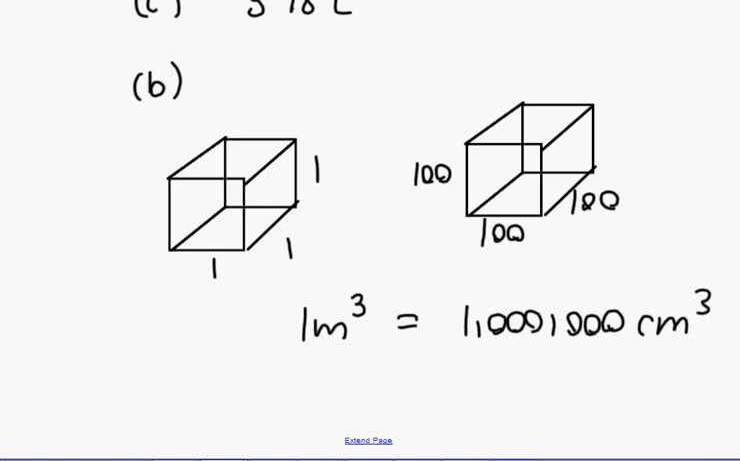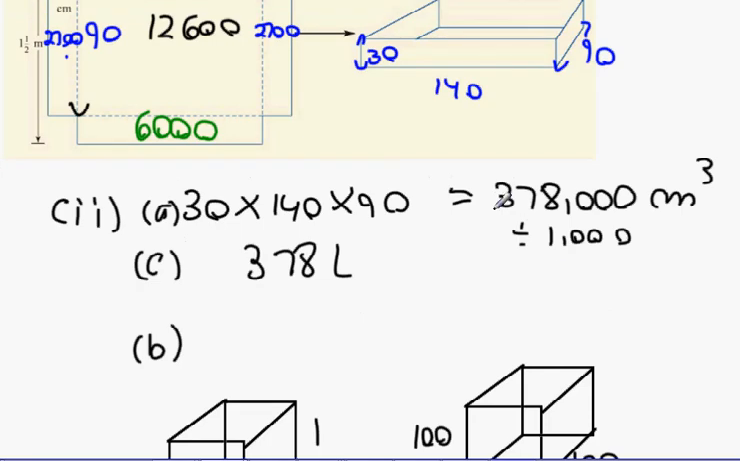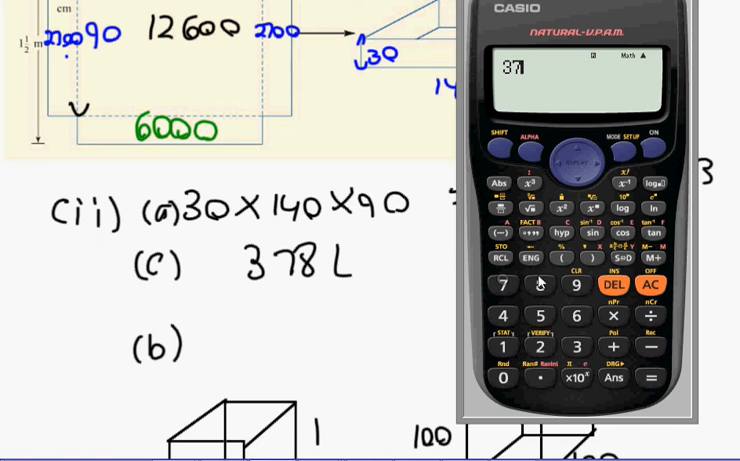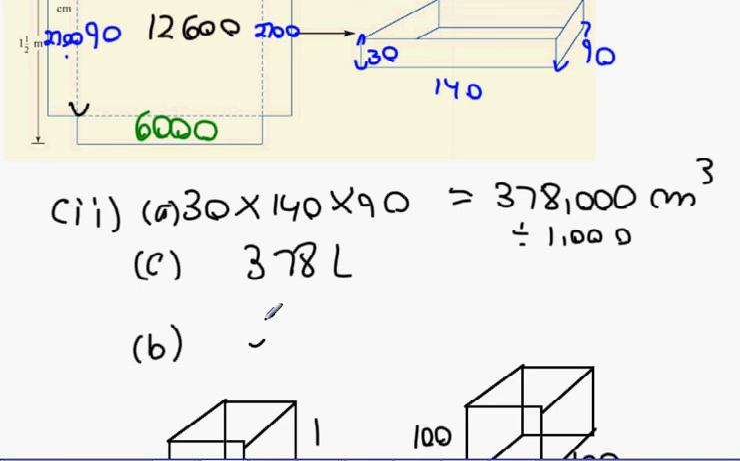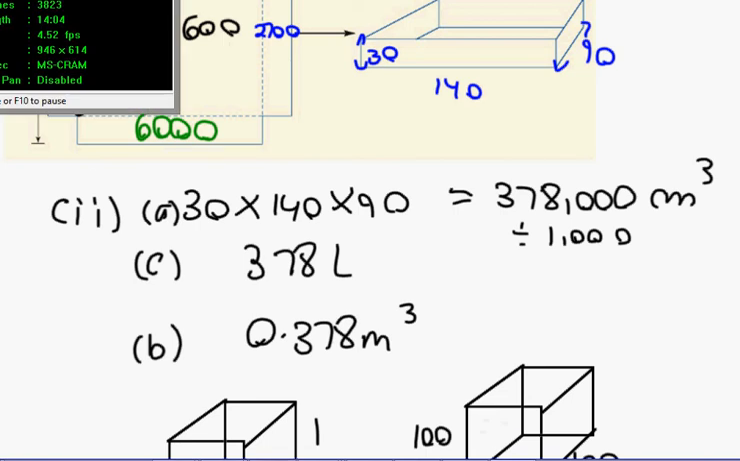So if we divide our answer, 378,000, by a million, we get what it is in meters cubed. 378,000 divided by a million, and what we get is 0.378. How many people got 0.378 meters cubed? Well done, lads.